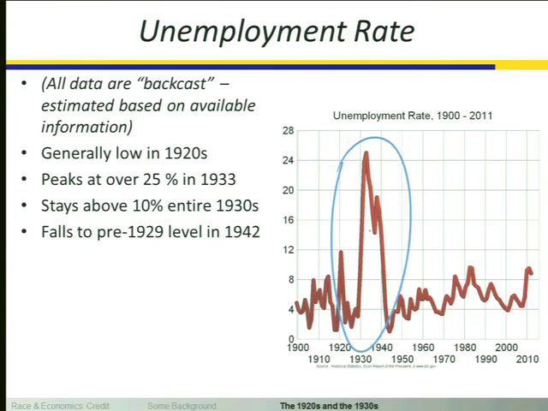So unemployment in the 1920s is pretty good. It's generally low. It peaks at over 25% by most estimates in 1933. It stays above 10% throughout the 1930s, and it doesn't fall to the pre-1929 level until 1942.